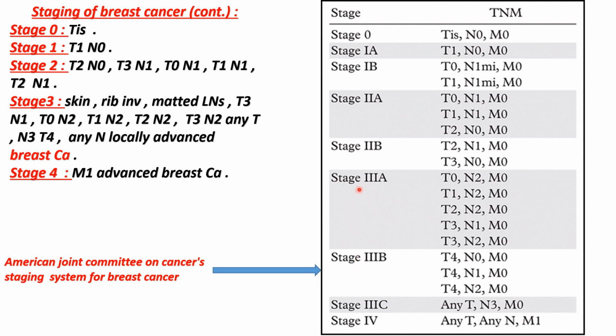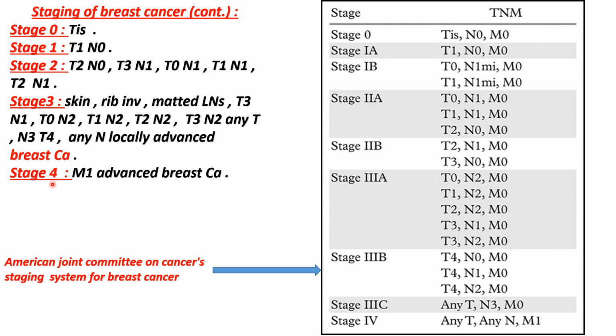I will talk now about stage 3. This is divided into stage 3A, stage 3B, and stage 3C. For example, stage 3A is N2, T0, M0; T1, N2, M0; or T3, N1, M0. Stage 3B, for example, is T4, N0, M0, or T4, N1, M0. Stage 3C is any T, N3, M0.